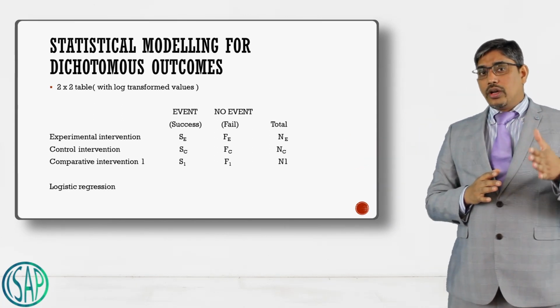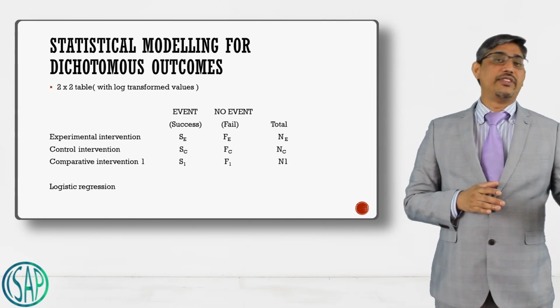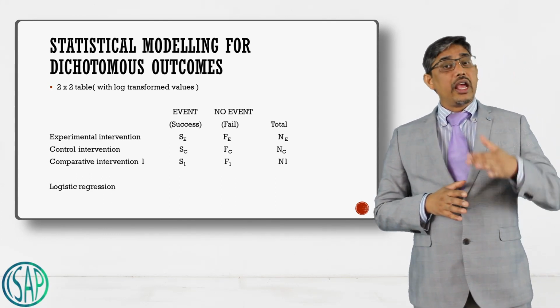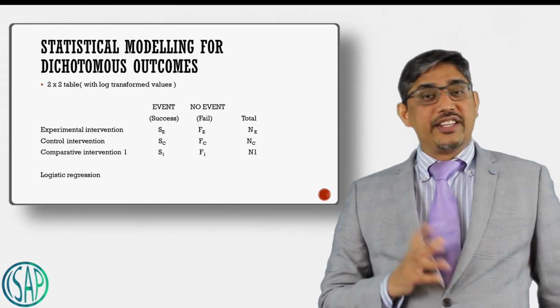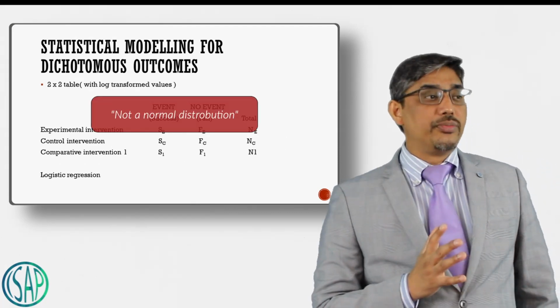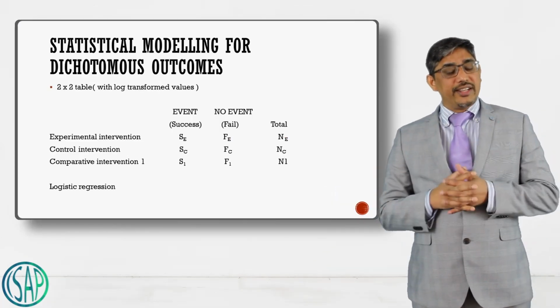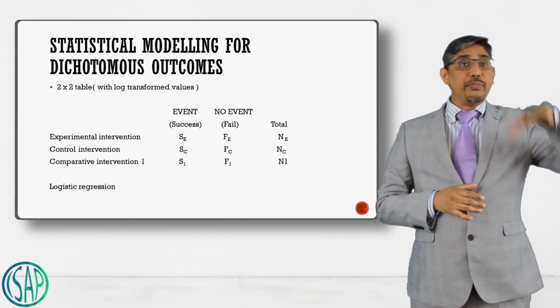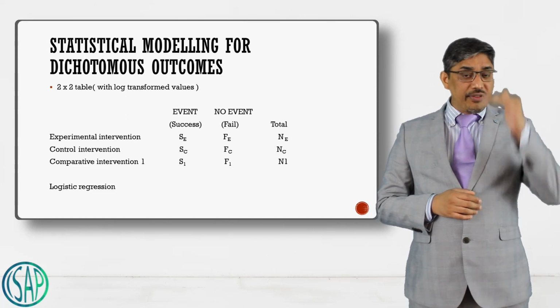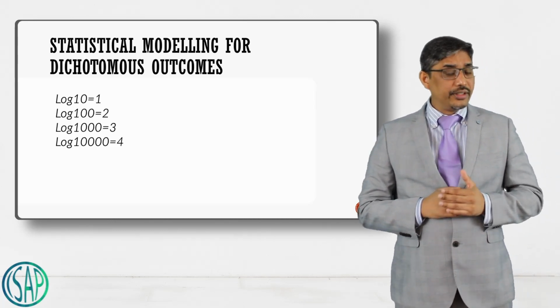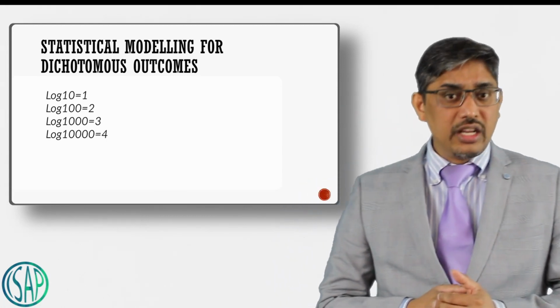And then do logistic regression to see if there's any difference between an experimental group, a control group, or any other interventional group. So, sir, why do we use logistic regression for dichotomous data? Dichotomous data by itself is not a normal distribution. What the log function does is it deflates the values. If there are any peaks in the data, ups and downs, it actually reduces or deflates. For example, log of 100 is 2, log of 1000 is 3, log of 10 is 1.